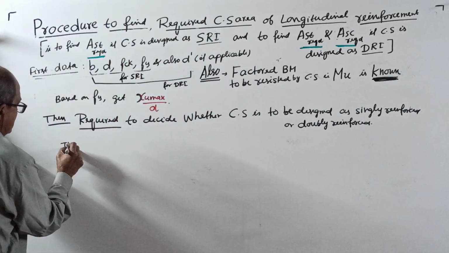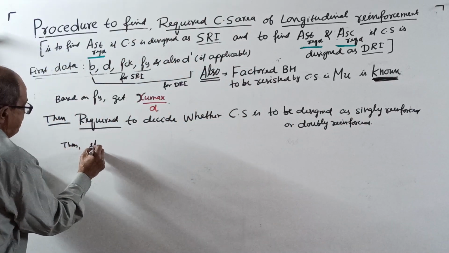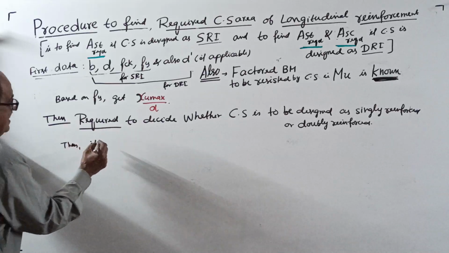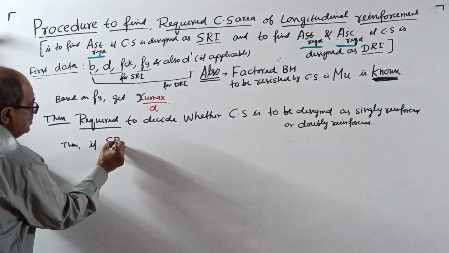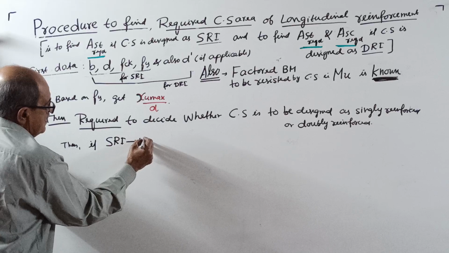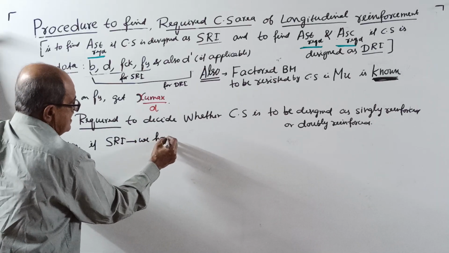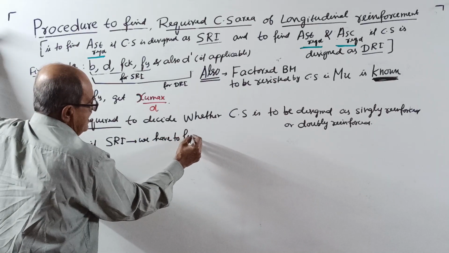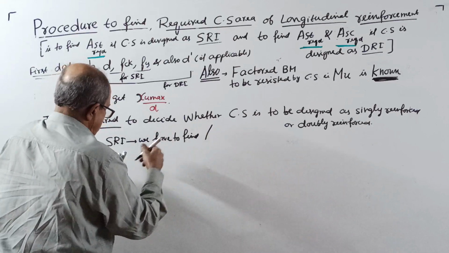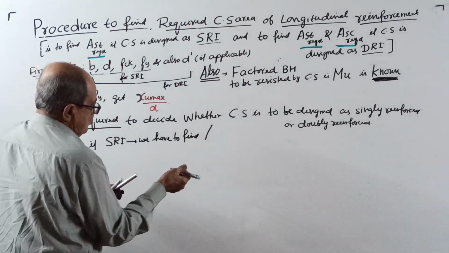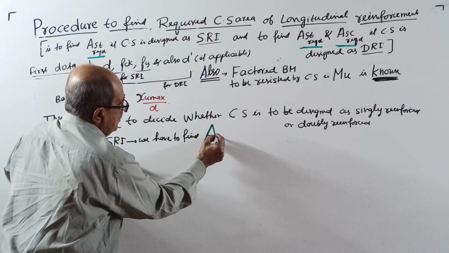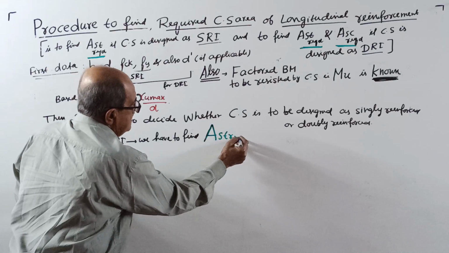Then, now I will give a shortcut. If singly reinforced, we have to find A. See, now I will use a color, unknown. Unknown is what? We have to find the unknown: AST required.